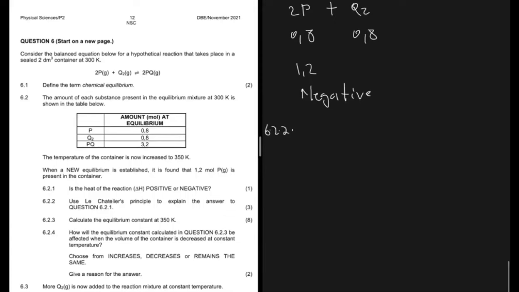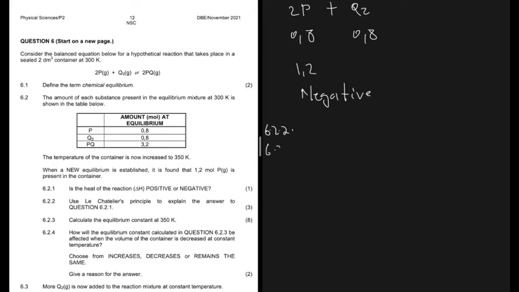6.2.2 says, use Le Chatelier's principle to explain the answer to 6.2.1. I guess that's what I just did. I just explained 6.2.2 as I was trying to justify 6.2.1.